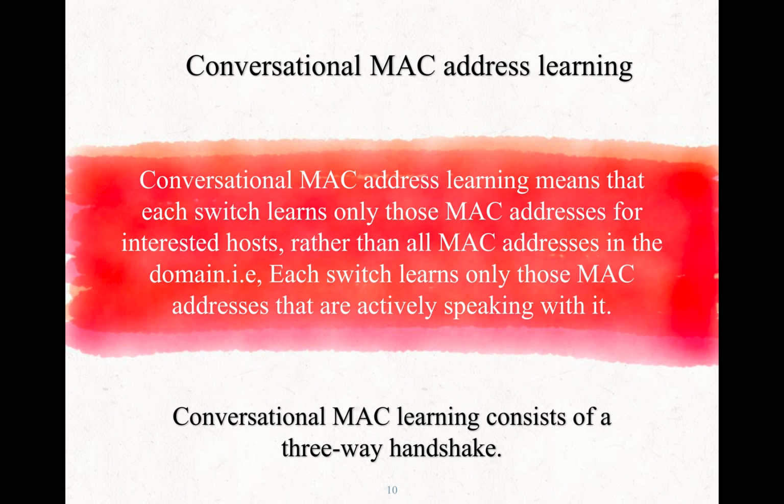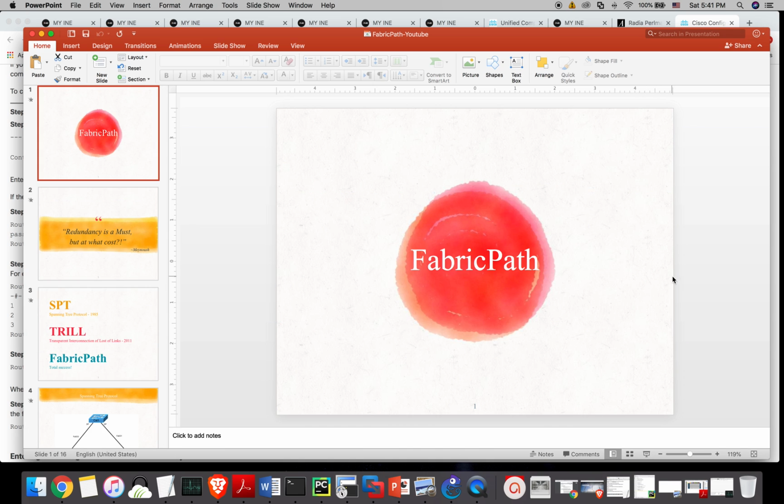One of the very important terms about FabricPath is conversational MAC address learning. So conversational MAC address learning, as I said, in spanning tree we were using flooding and learning, but in FabricPath we are using ISIS, which means that we are directly sending our frame to the destination. So each switch learns only those MAC addresses for interested hosts, rather than all MAC addresses in the domain. In other words, each switch learns only those MAC addresses that it is actively speaking with. So let me try to explain it with a drawing here.